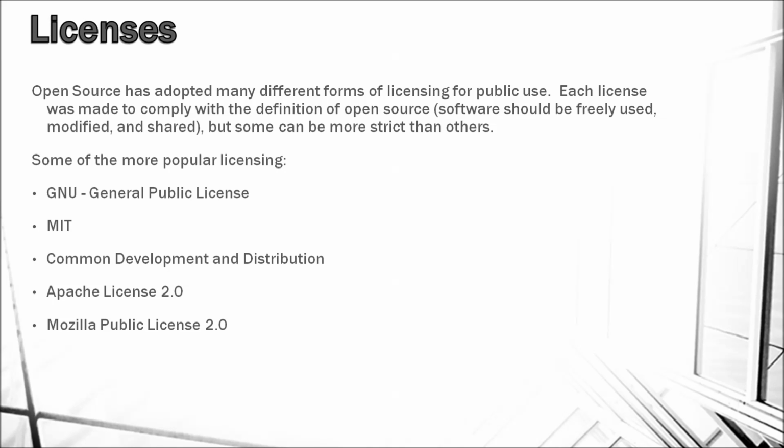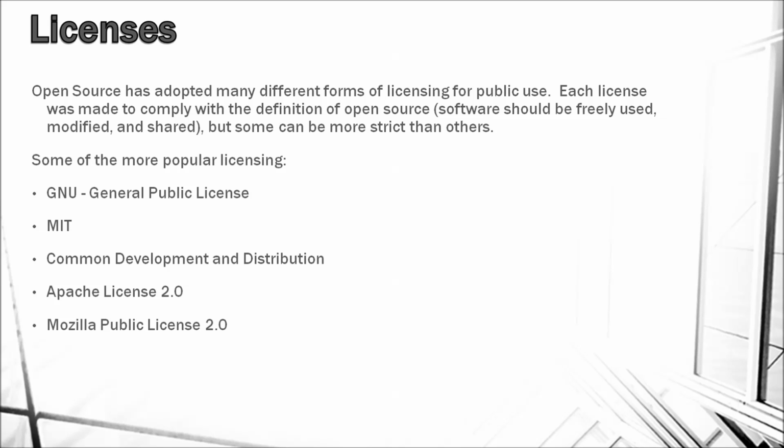Just to go over a few: GNU, I'm not sure what GNU stands for. I know that it's composed of two splits of GPL licenses, general public license. There's the MIT license, the Common Development and Distribution license, Apache license 2.0, and the Mozilla Public License 2.0. Those last two kind of go over their software licensing for the Apache server and the Mozilla Firefox suite.